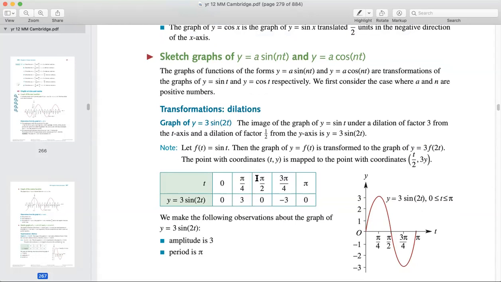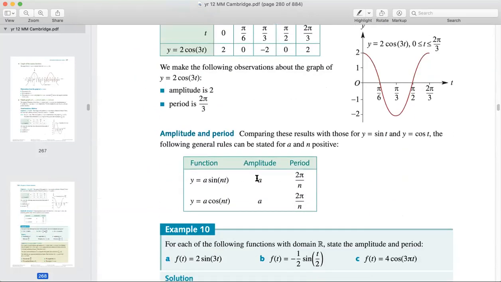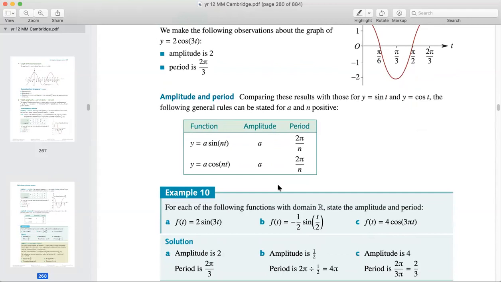Okay. And our A is going to change our range, which becomes negative A to A if my A is positive. If my A is negative, it just becomes A to negative A. Okay, that's the essential thing to remember. See over here, if the book just writes A, maybe they just assume that A is a positive number. For me, I will write the absolute value of A.